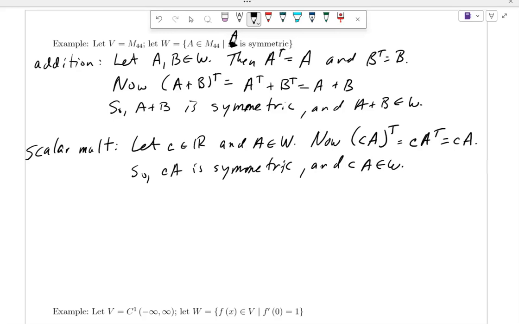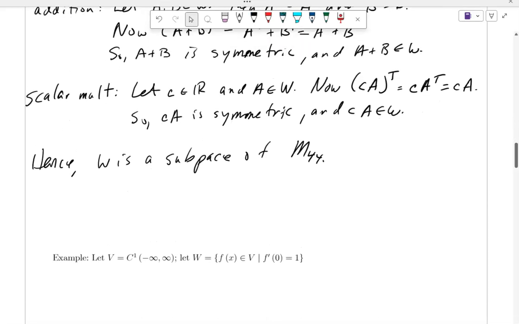So did we show that it was closed under addition and scalar multiplication? Yep. Remember, scalar multiplication is just a scalar times one thing, so I don't need to worry about the B. Hence W is a subspace of M44. Questions on that one at all?